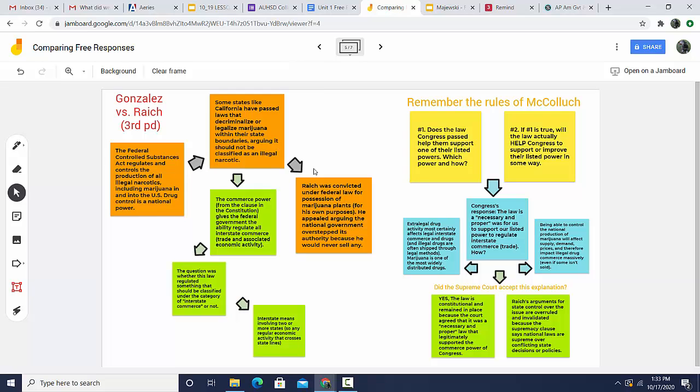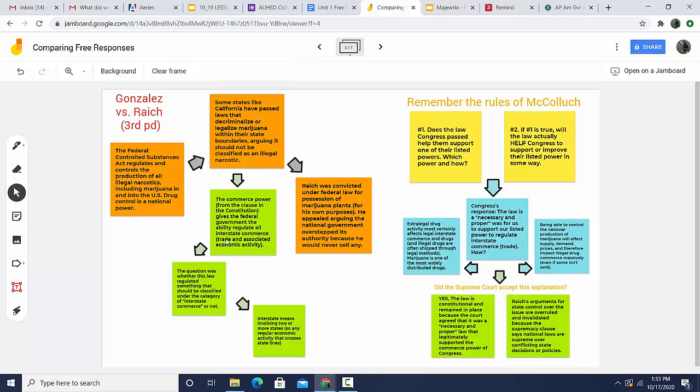He appealed, arguing the national government overstepped its authority because he never was going to sell any of the product. He was only going to use it, so how could it be involved in commerce, especially in a state that had said it was legalized? The government, of course, used the commerce power to justify the law.